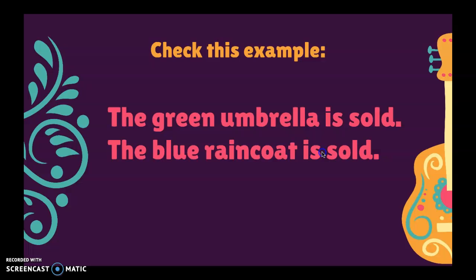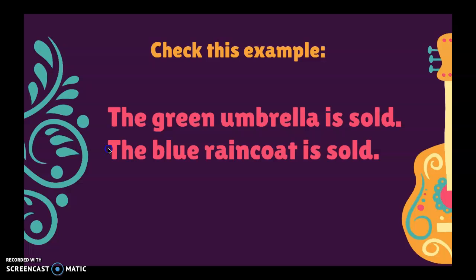Let's check this example. The green umbrella is sold. The blue raincoat is sold. If you try to notice, there are two sentences here. The first sentence is the green umbrella is sold, and the second one is the blue raincoat is sold. Now, do you think they express the same ideas? Yes, they do. Both of them, of course, are being sold, right? But how are we going to connect this one?